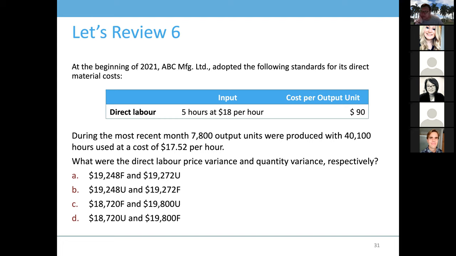Okay, I'll give you one more minute. You just figure out the middle box, and then calculate your quantity variance. So you know the middle box and the red box, calculate the quantity variance. Just one more minute. We are close to the end of the class. I hope somebody gives me an answer before the class is finished.